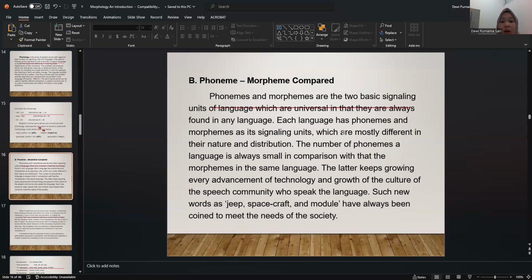also distribution. The number of phonemes in a language is always small in comparison with that of the morphemes in the same language, and the latter keeps growing with every advancement of technology and growth of the culture of the speech community who speak the language. Such new words, for example, COVID-19 and Jeep, as an example, spacecraft model, have always been coined to meet the needs of the society, because they are new words.